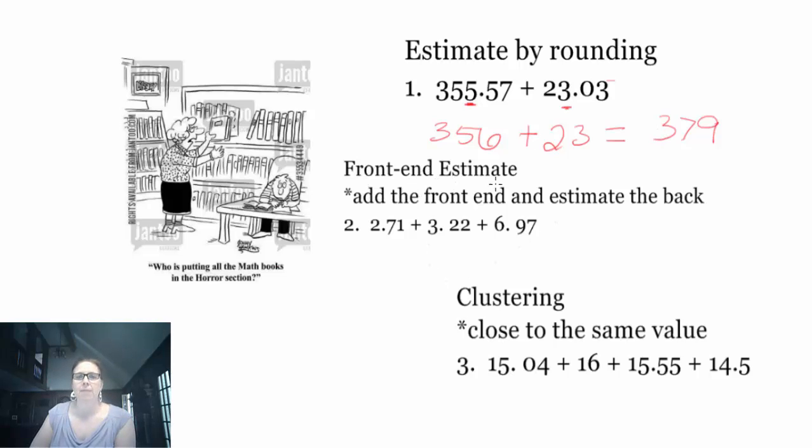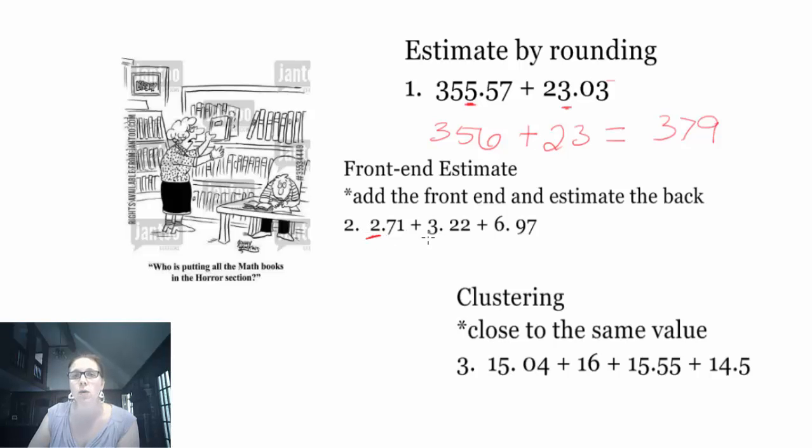Front end estimation. Add the front end and estimate the back. This one tends to confuse some people, but it's really not that bad. So what you do is you take the numbers to the left of the decimal. So you take your whole numbers.